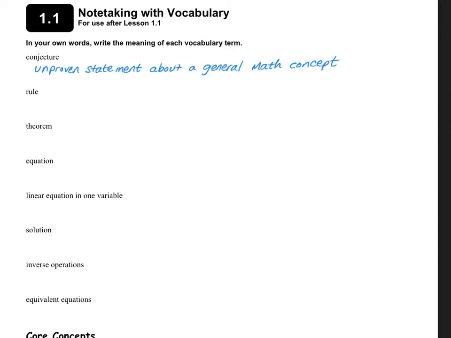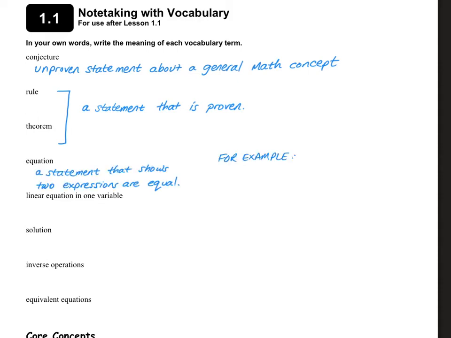A conjecture is an unproven statement about a general math concept, whereas a rule and a theorem kind of mean the same thing, and these are statements that are proven. An equation is a statement that shows that two expressions are equal. For example, if we had x plus 50 is equal to negative 7, the whole piece here would be your equation, and each part of the equal sign are your two expressions.